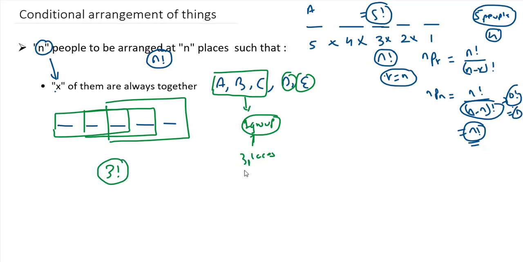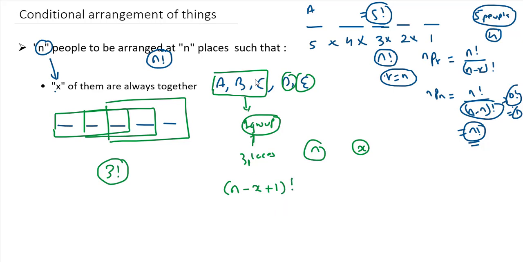So had there been n people of which x have to be seated always together, these x people will be considered as one group. So out of these n, I'll subtract these x people, and since they will be considered as only one group, we'll add 1. So these n minus x plus 1 people can be seated in n minus x plus 1 places in (n minus x plus 1) factorial ways.